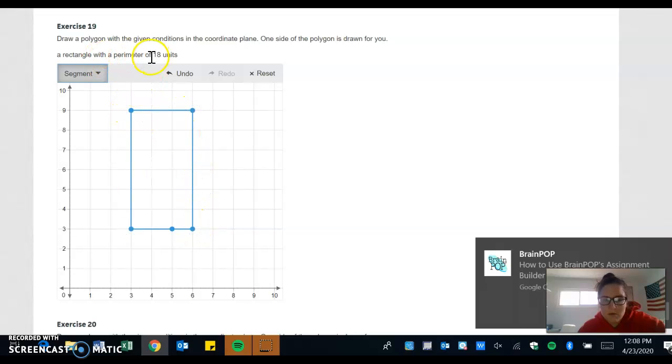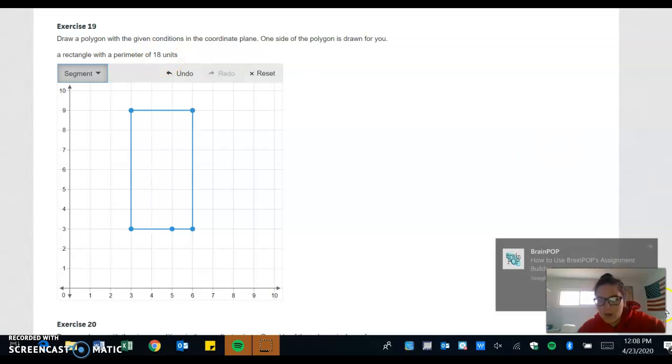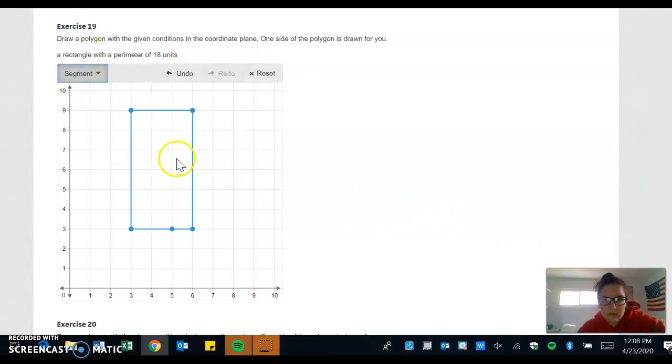So if I have a perimeter all around the outside, I have to have 18. So let's check. 1, 2, 3, 4, 5, 6, 7, 8, 9, 10, 11, 12, 13, 14, 15, 16, 17, 18. So that's 18. So that's perimeter. I don't think you're talking about this one.